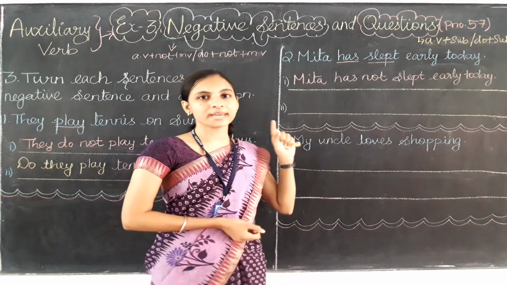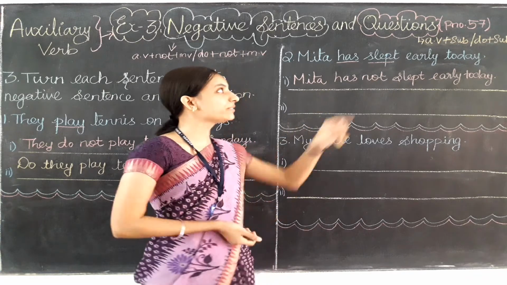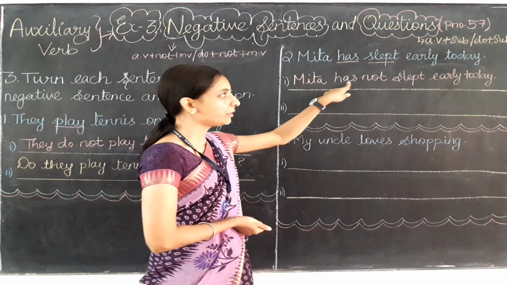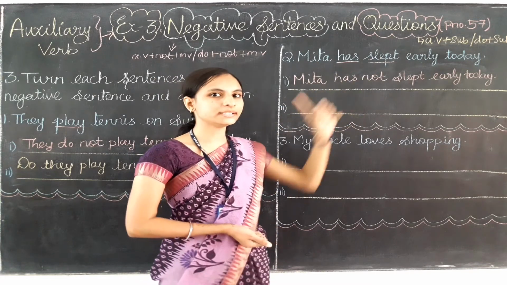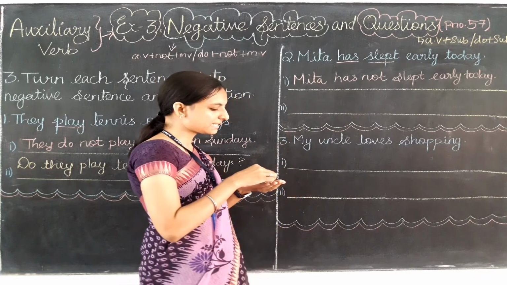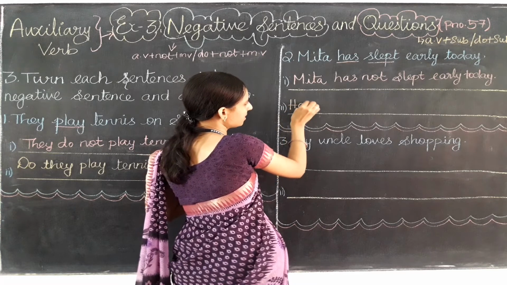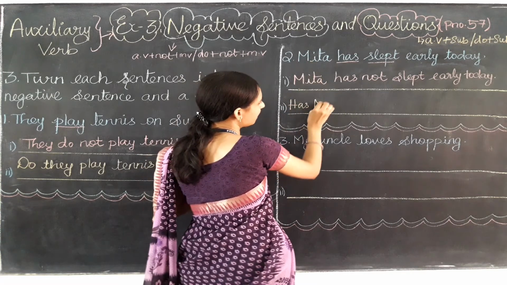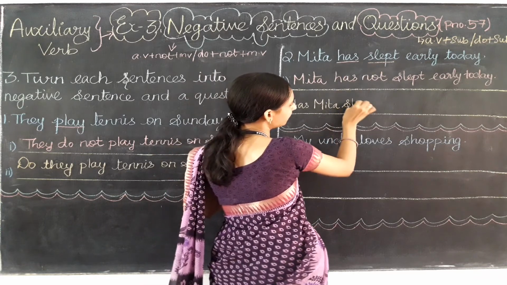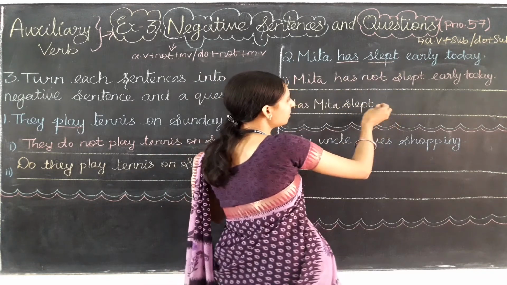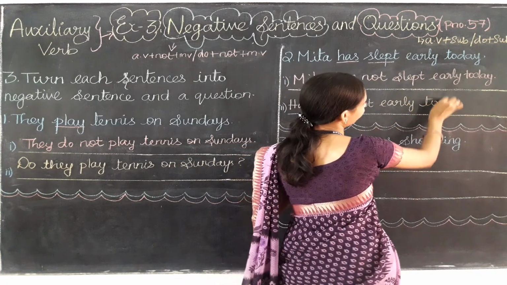Okay. Now let's make the question sentence. So here there is an auxiliary verb with the main verb, which means we need to apply the first rule. That is, we need to write the auxiliary verb first, and then the subject, and then all other things. Which is the auxiliary verb? Yes, that is has. So has will come first, and then the subject Meeta, and then the main verb slept, and then all other words, that is early today.